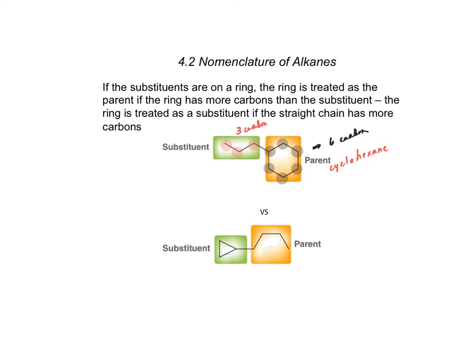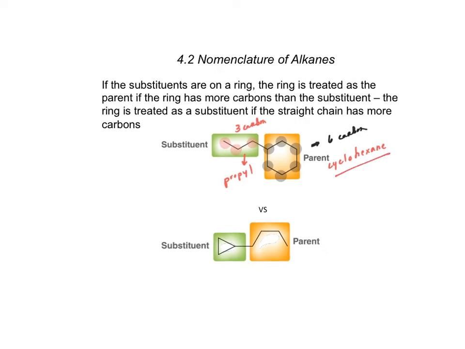And then we have a 3-carbon substituent here. So 3 carbons is prop, so this would be a propyl group. Okay, so propyl, and then the cyclohexane as the parent. Now again, this was our parent because it has 6 carbons, and usually if you have a ring, that is going to be the parent.